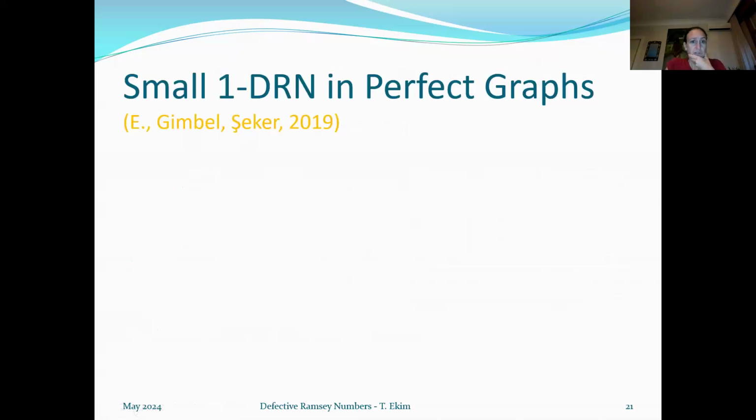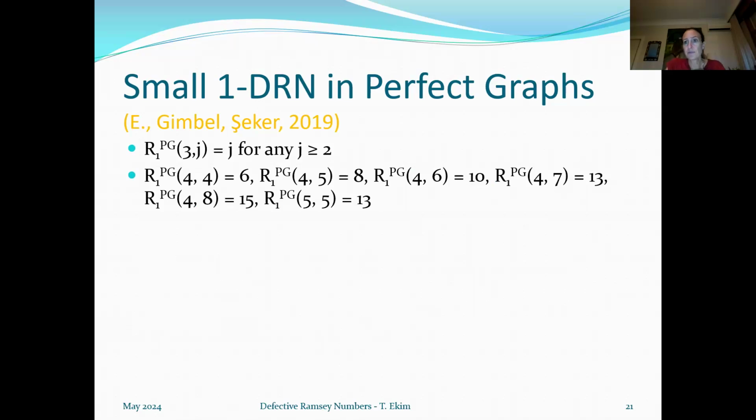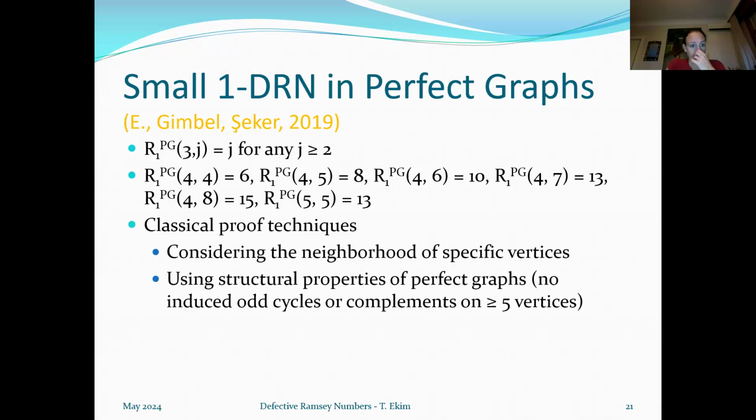Okay, we first focused on perfect graphs and 1-defective Ramsey numbers. And we could compute some defective Ramsey numbers as here. So R1,4 is 4 to 8, and then R1,5. And here we used classical proof techniques, which are mainly considering the neighborhood of a specific vertex, like the one in the party problem proof, right? And using structural properties of perfect graphs. So we know a lot of nice properties of perfect graphs, like they don't contain any induced odd cycles or complements.